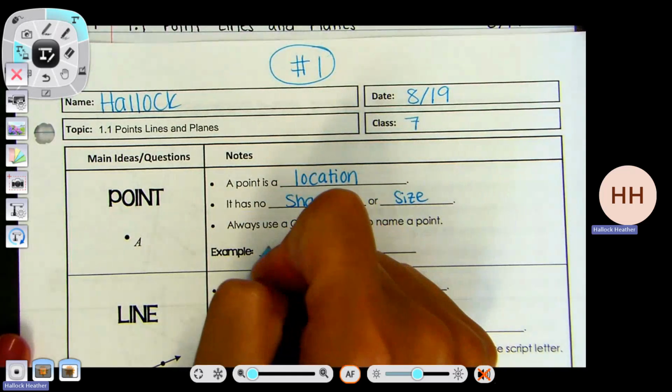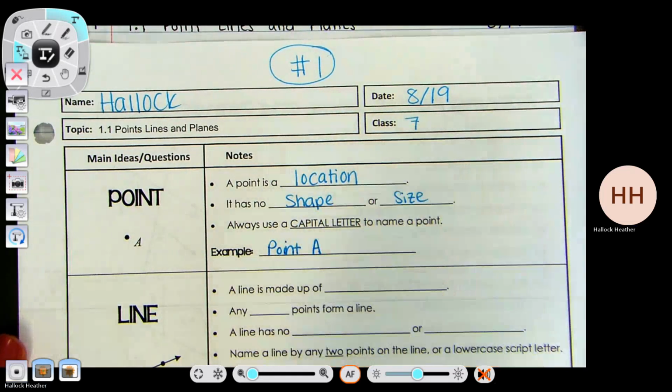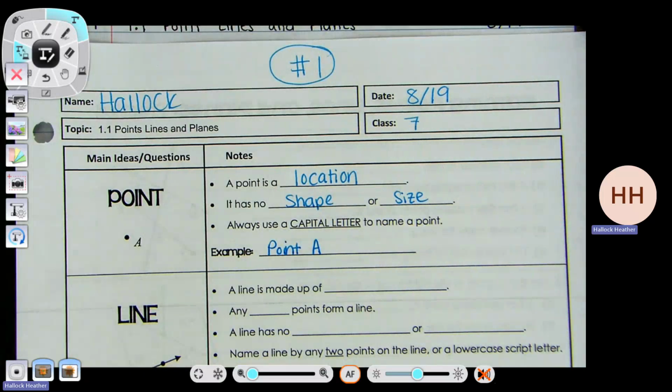So we're gonna literally say point A. So that's how you would name it. This is really simple because there's nothing else in your picture. But if you flip to the back side, there's lots of points and there's lots of lines. So if they ask for two lines that intersect, you would say point C or whatever point it is.